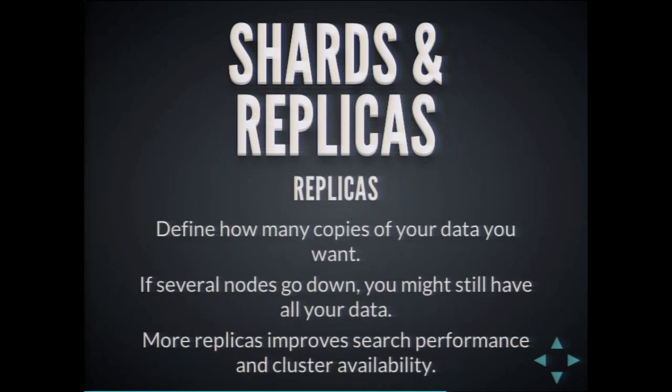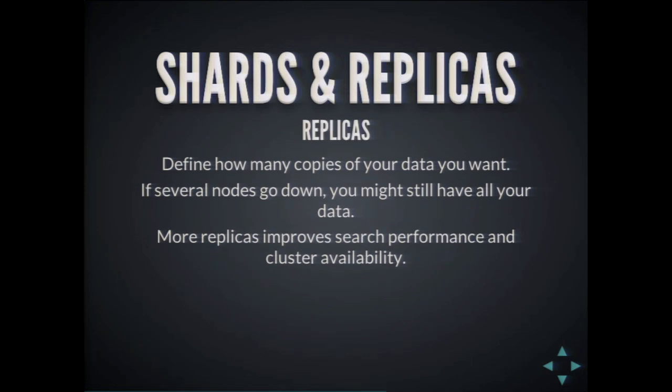So replicas. Replicas define how many copies of your data you want. So similar to MongoDB, you can define how many replicas you want. And a replica is basically a clone that's stored in another server. So you can say I have 4 servers, I want 2 shards and 2 replicas. So that means 1 shard on each server, but you're going to have 2 shards on each server. You're going to have 2, 2, 2, and 2. And you could lose 2 nodes and maybe still have all your data. If you lose the 2 nodes that both host the same shard, you're kind of out of luck. But hopefully that doesn't happen.